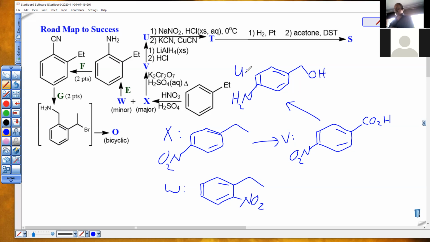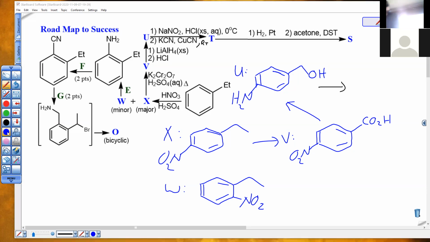What's going to go on when we react U with sodium nitrite, HCl, and 0 degrees? You get the N triple bonded to N. Where's the second N come from? It comes from here. And that's a diazonium ion at 0 degrees. And I forgot to add the temperature restriction here. This will happen when you warm it up to room temperature. Put that in after the fact. And that will convert the diazonium that you just made into a C triple bond to N. So that would be T.